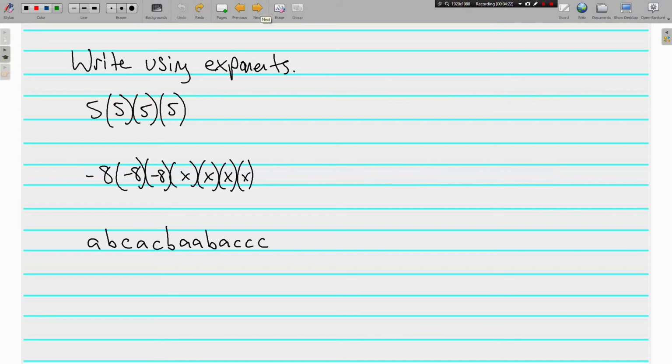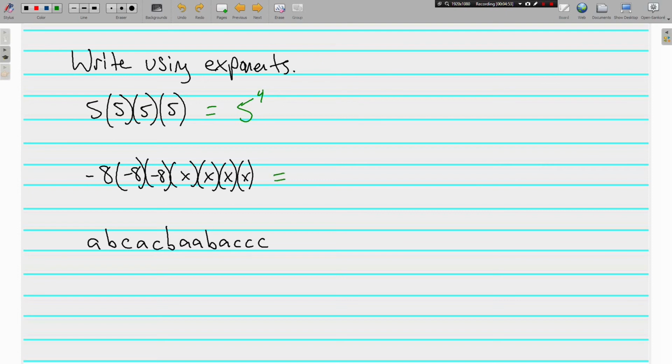One last thing to go over with you here, some examples. Write using exponents. So here we have 5 times 5 times 5 times 5. Even though if I multiplied those, I'd get 625, I don't want you to evaluate. I just want it to be rewritten using exponents. So this would be 5 to the 4th power because there are 4 5s there.